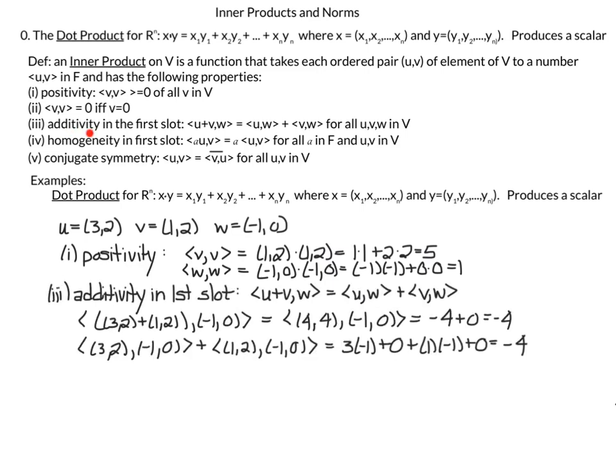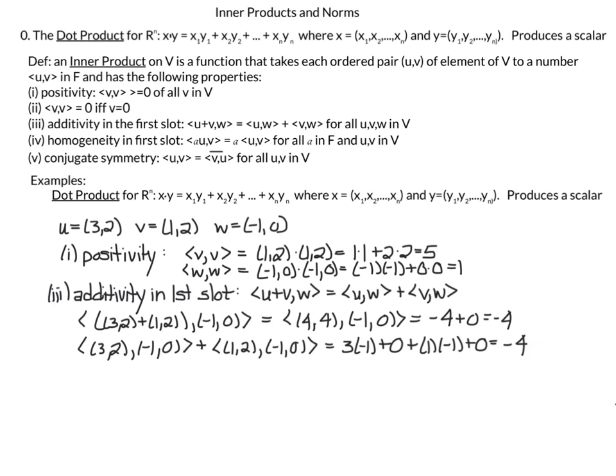The next property I will look at is additivity in the first slot. So we're going to look at the inner product of u plus v with w. So here I have u plus v, so 3, 2 plus 1, 2, inner product with w, -1, 0. So my 3, 2 plus 1, 2 is equal to 3 plus 1 is 4, and then I have 2 plus 2 is 4, inner product with -1, 0, so I have 4 times -1 plus 4 times 0, which gives me -4.